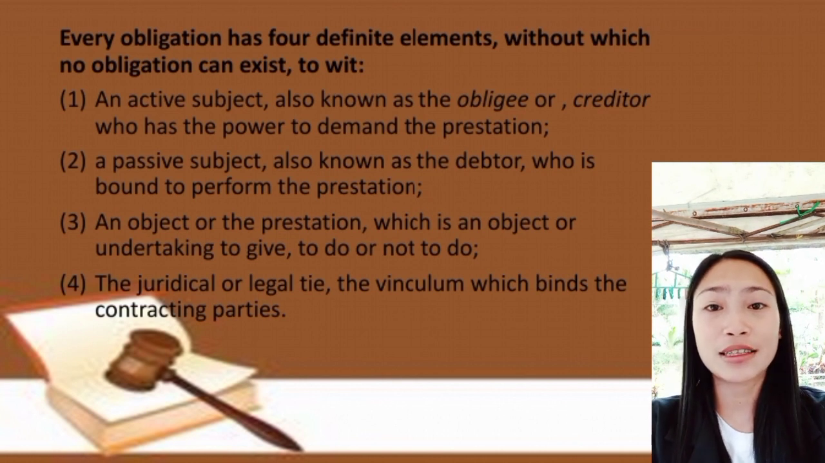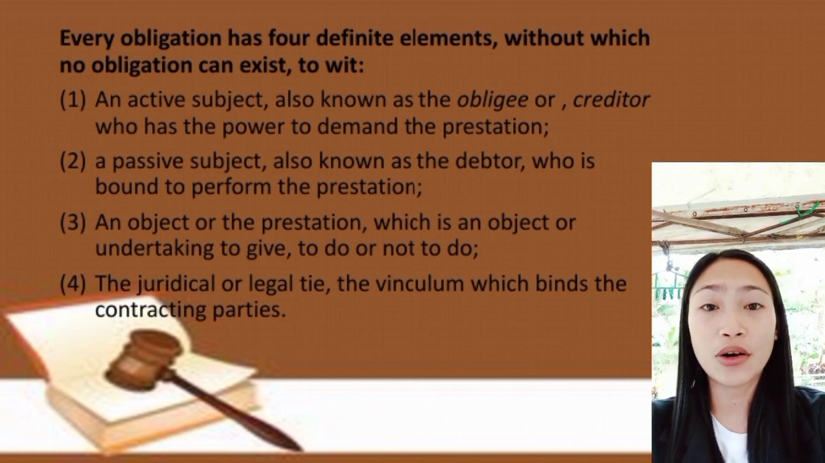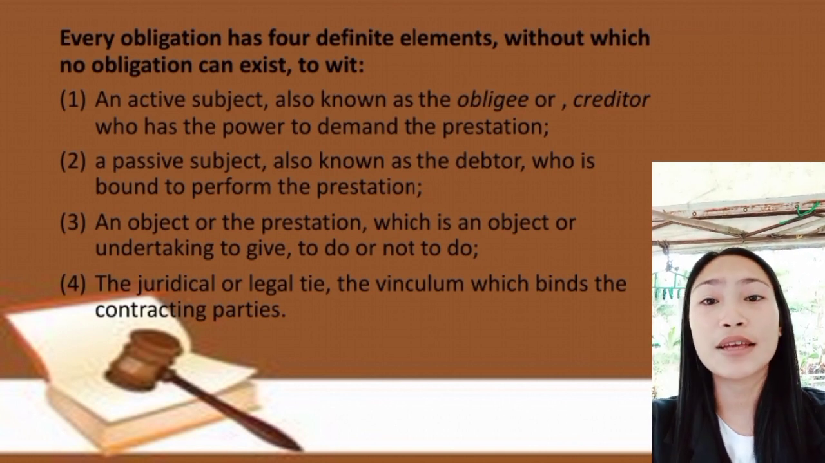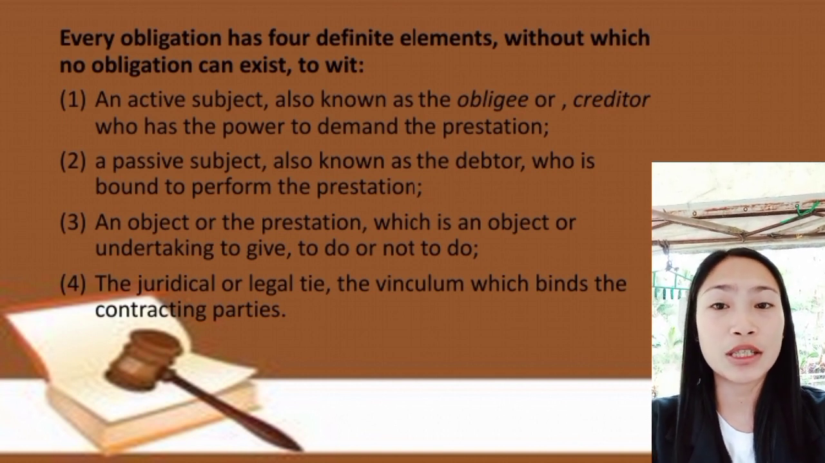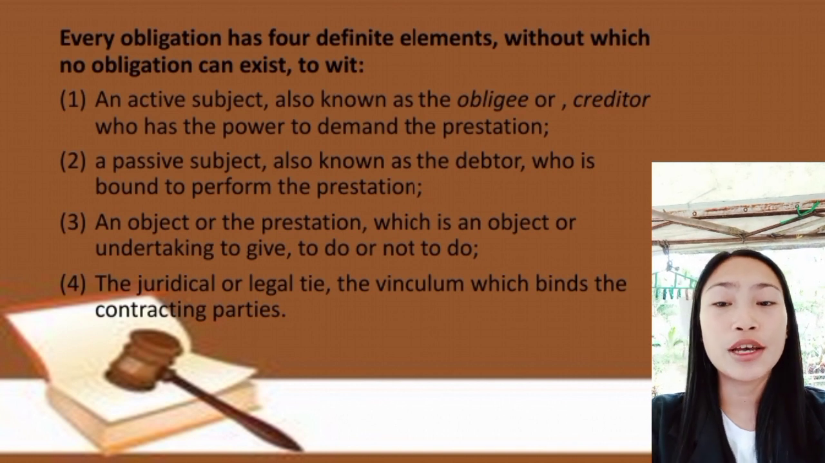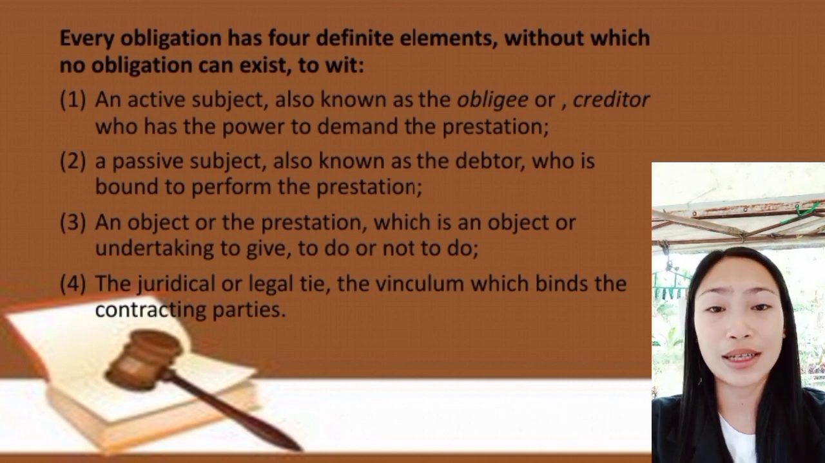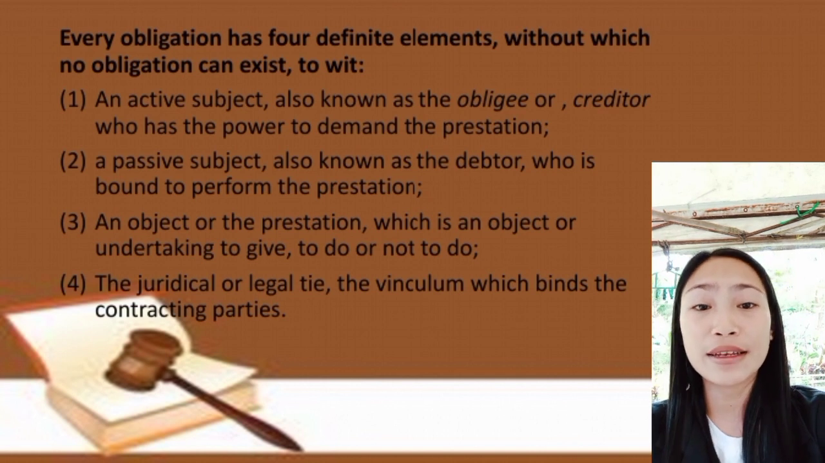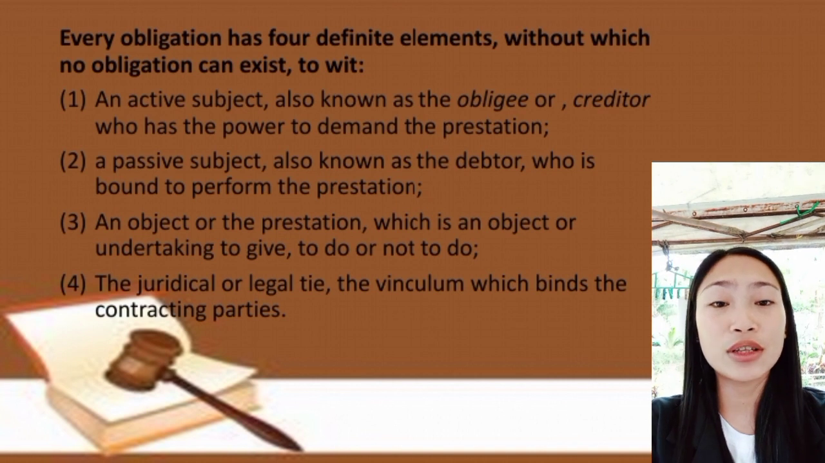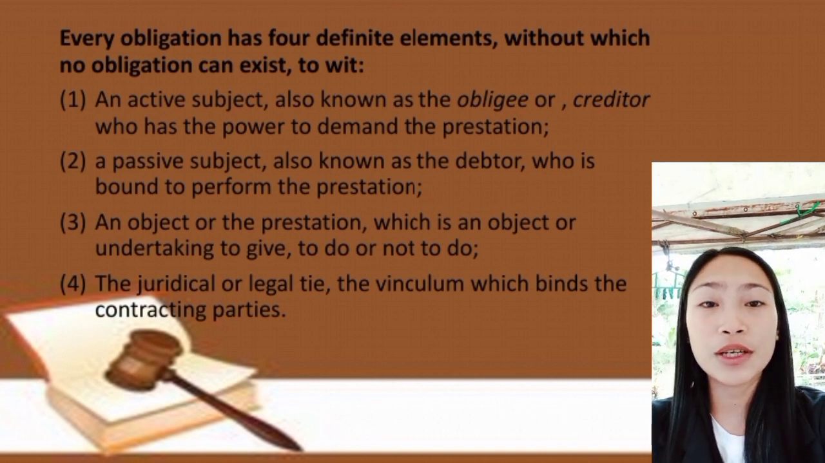First, an active subject, also known as the obligee or creditor, who has the power to demand the prestation. Second, a passive subject, also known as the debtor, who is bound to perform the prestation. Third, an object or the prestation, which is an undertaking to give, to do, or not to do. Fourth is the juridical or legal tie, the vinculum which binds the contracting parties. The juridical tie or vinculum is based on the sources of obligation arising from either the law or contract.